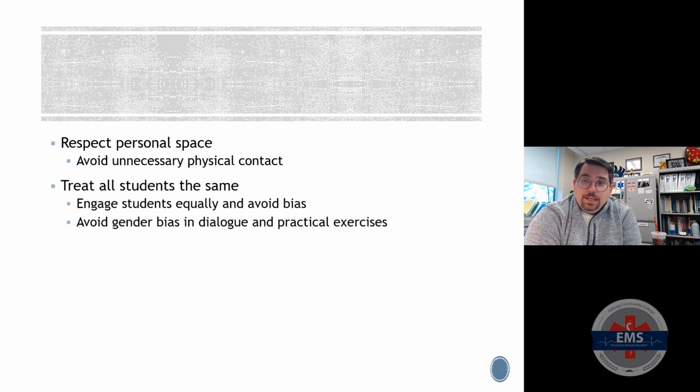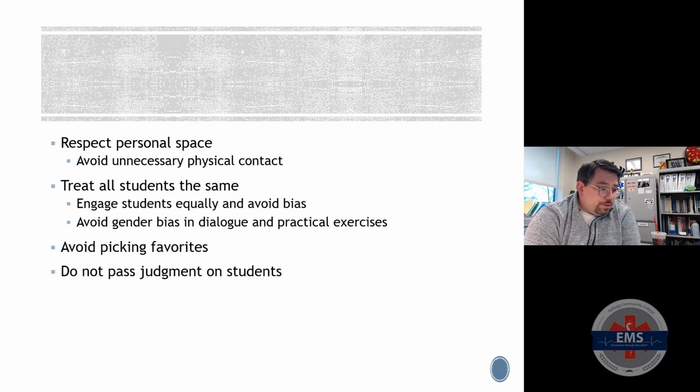When you're around students, be conscious of their personal space. Be conscious of the way you interact with them, whether it's appropriate physical contact or inappropriate contact. Well, I would hope you're not doing inappropriate contact, but the idea is just don't touch if it's not necessary, right? Treat all students equally. Engage the students equally. Avoid bias as much as we can. Be conscious of bias when it comes to dialogue or practicing exercises, right? We want to be as neutral as we can because bias doesn't have a positive impact on the learning. Avoid picking favorites and don't pass judgment on students, right?